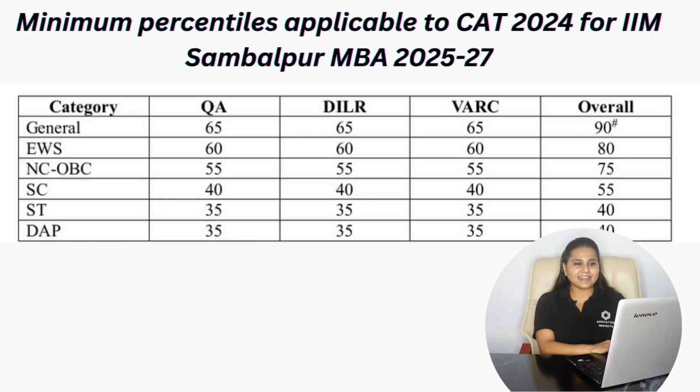For SC category, it is 40 percentile in the DLR, VRC and quantitative ability and overall 55 percentile. Then for ST and DAP, it is 35 percentile in the 3 sections and overall 40 percentile in your CAT 2024 entrance examination score. On this basis, you might have received the shortlist mail, and on the basis of that, you need to fill up the form for the Indian Institute of Management Sambalpur, and on that basis, you will receive the call for the personal interview round.